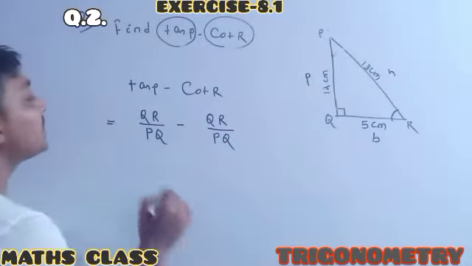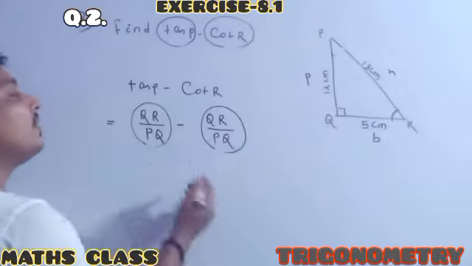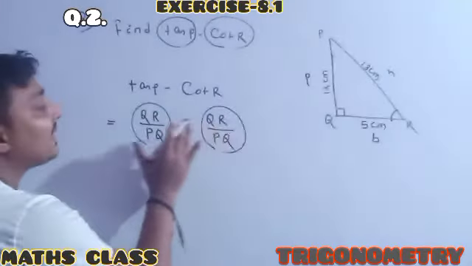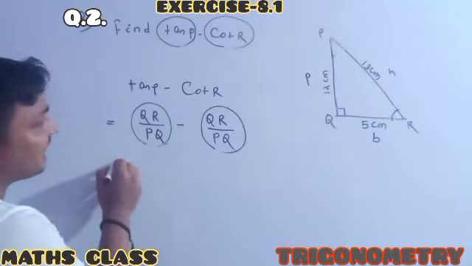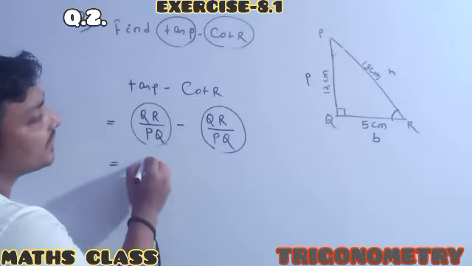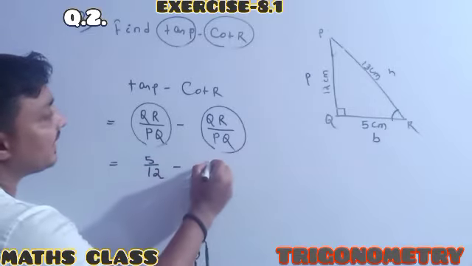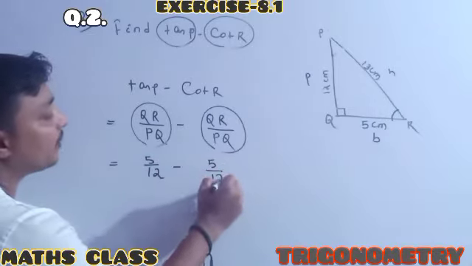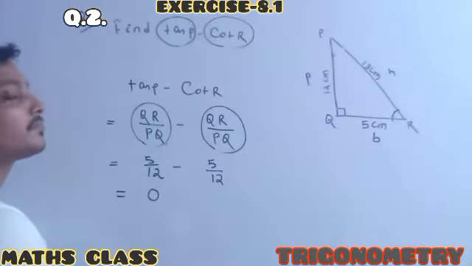Here it is clearly seen, QR divided by PQ. Once again, QR divided by PQ. One can say directly that the result will be 0. Otherwise, one can put in the values: QR is 5 divided by 12, and again 5 divided by 12, which gives the result 0.